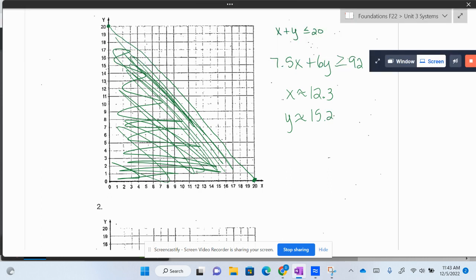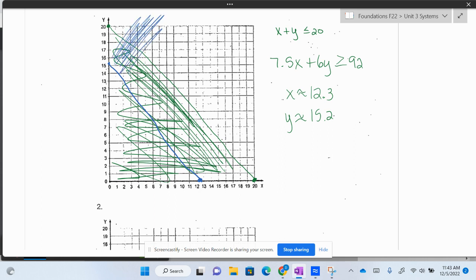Okay, so X at 12.3. So I'm just going to put a point right there in between the 12 and the 13. It's just an approximation. There's no way that we could do that exactly. And I'm going to put a dot on the y-axis right above the 15. This is going to be a solid line, correct? Yes. Shade above or below? Above.